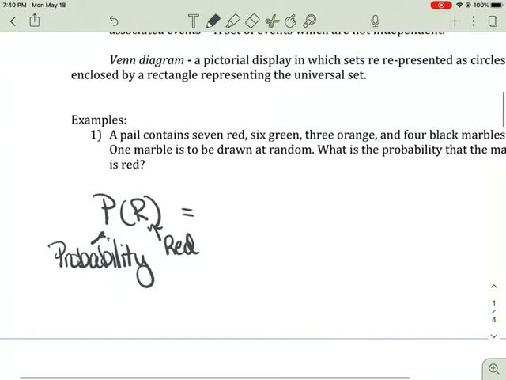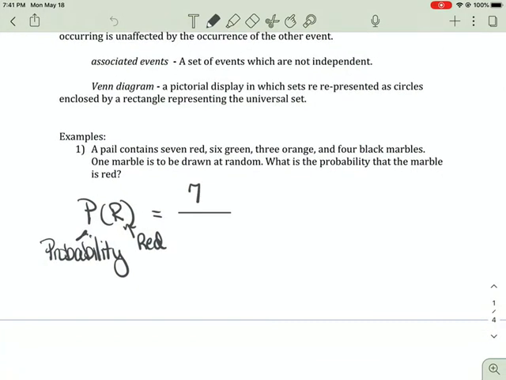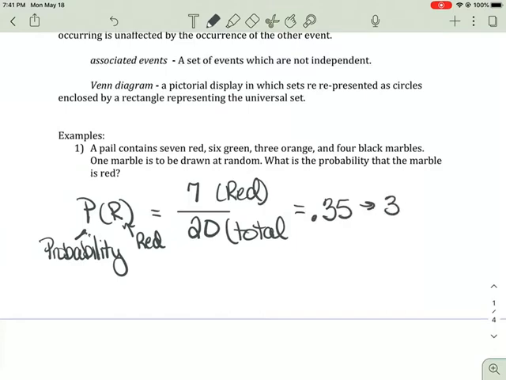So we're going to take a look at how many red marbles we have, which is 7, over the total number of marbles that we have. So 7 and 6 is 13. I apologize. And then 3 more is 16, and 4 is 20. So 7 out of 20. So remember, these are the red marbles, because that's what we're interested in, and this is the total. Okay, now you can divide that and get the percentage or the decimal, which would be 0.35, or you can write it as 35%.